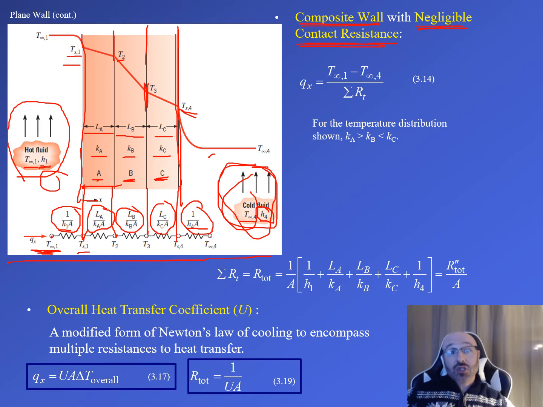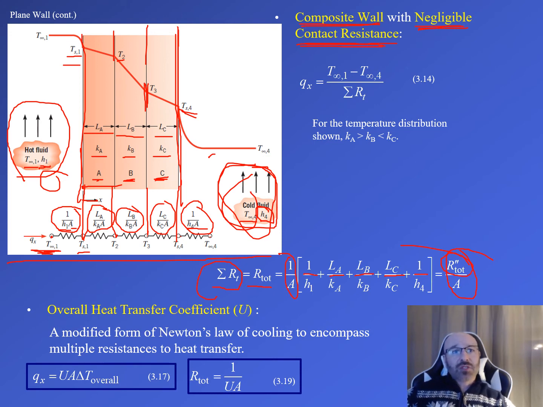So now we can say our total thermal resistance here is the summation of all these thermal resistances there. So we can say, okay, there's a common 1 over A in all of these terms. I'm going to pull that out front right there. Then I have all of the remaining here: 1 over H1 plus LA over KA plus LB over KB plus LC over KC, all those lengths over those K values there, plus 1 over H4, is equal to, when I pull that A out, our R prime total over that area there.